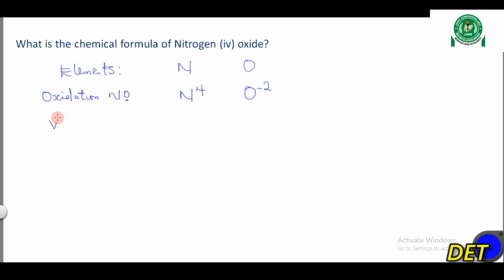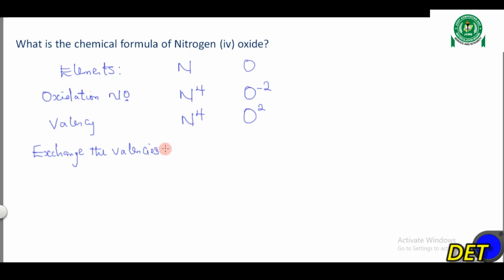Then the next thing is to write out the valency, right? So what is the valency of nitrogen in this compound? The valency of nitrogen is 4, and the valency of oxygen in this compound is 2, right? Remove the charge from the oxidation number, what you have is valency. Then the next thing you want to do is to exchange the valencies.